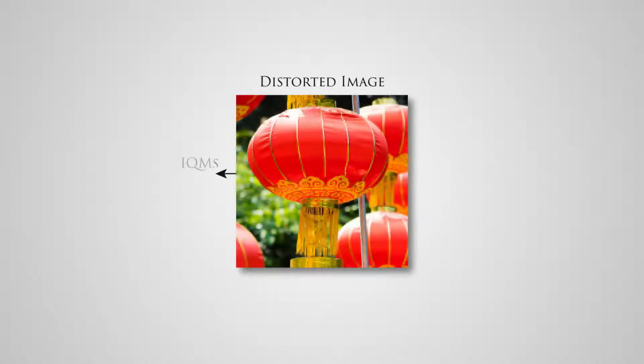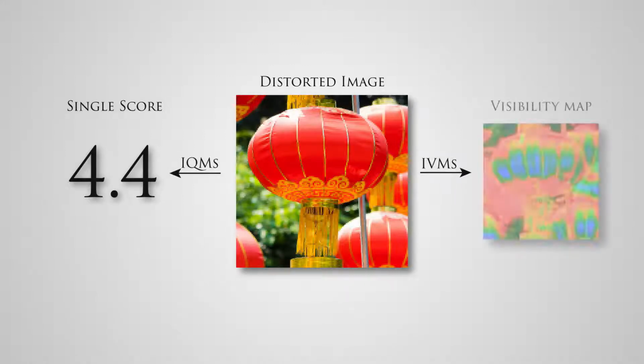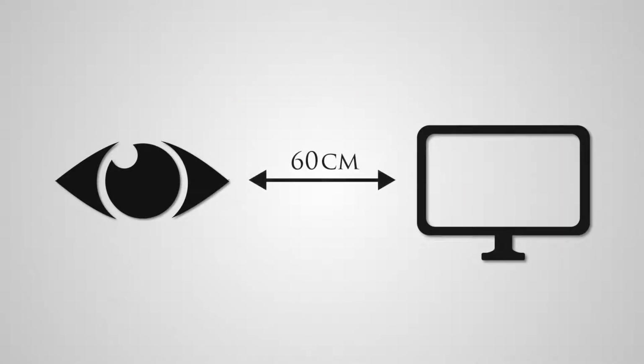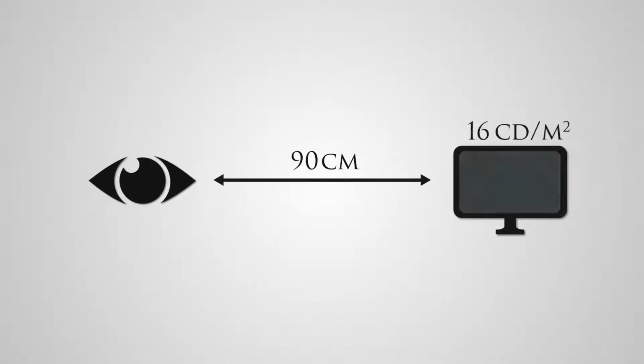Different from quality metrics, producing a single value representing the overall image quality, visibility metrics can predict a visibility map, which describes the probability of detecting a difference. Also different from quality metrics, visibility metrics account for viewing conditions like viewing distance and the display brightness.